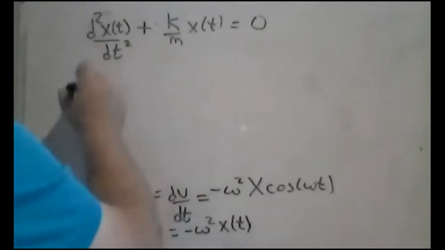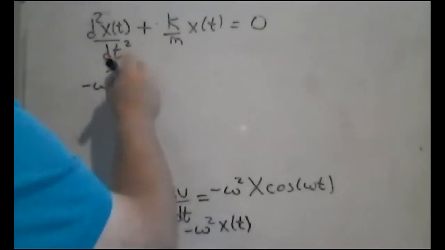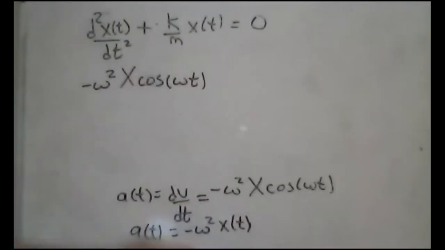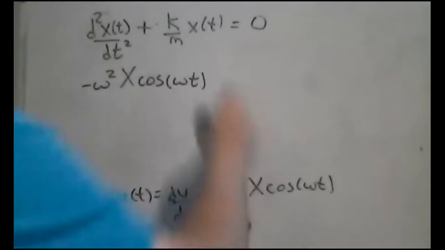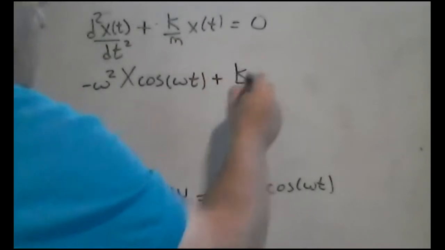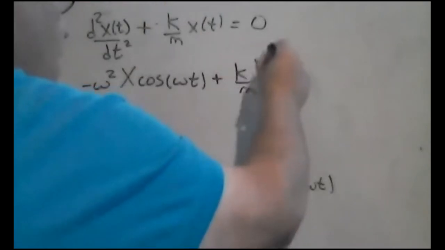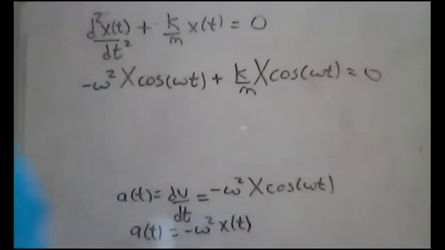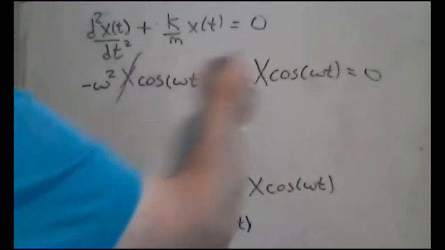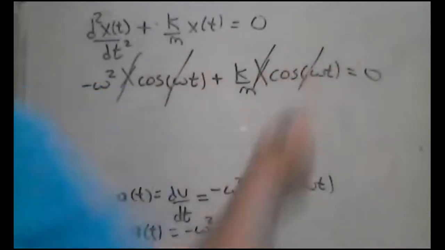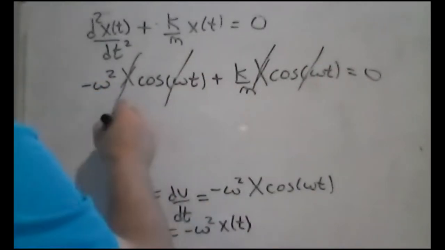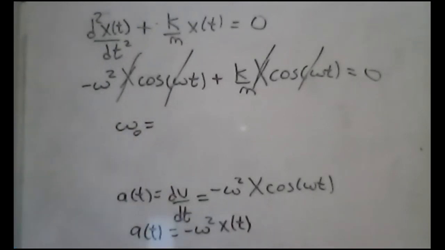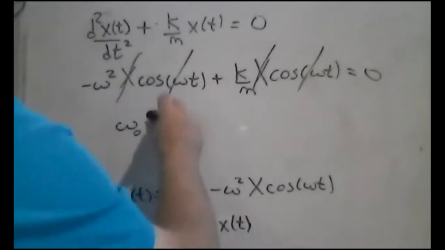Okay, what do we got? Instead of the first term, we're going to have negative omega squared cap X cosine of omega t. The second term, plus k over m, what was x of t again? That's right, cap X cosine of omega t, equals 0. And look at this, I have cap X on both sides, cosine on both sides. This is a solution provided that omega, I'm going to call this omega naught for reasons I'll explain in a minute, is the square root of k over m.